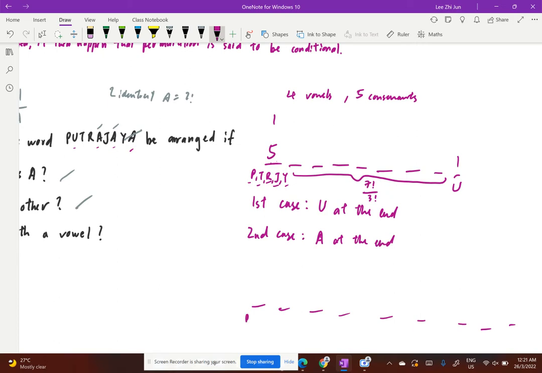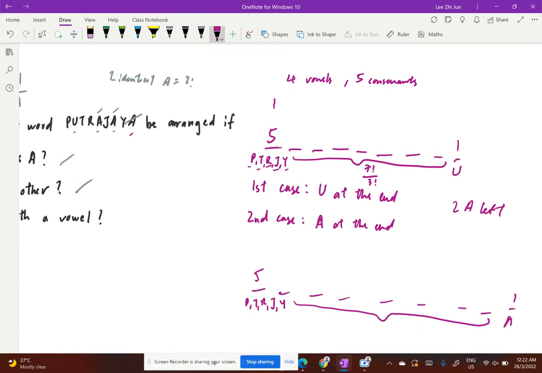So here is the same: P, T, R, J, Y. There are 5 possibilities, so I put 5 times 5. Here at the end I put A, so I have one choice only, so I put 1. I already used 1 A, so 3 minus 1, I have 2 A left. So at this bottom, I have 7 letters left. However, I have 2 A. So 7 factorial divided by 2 factorial.